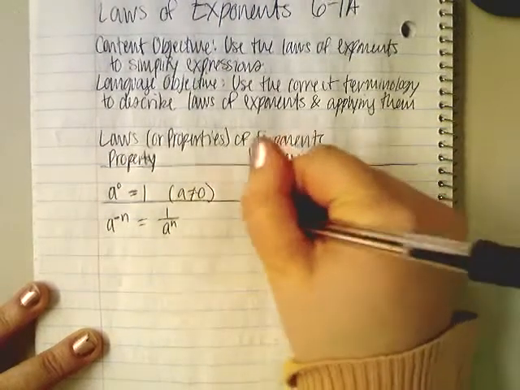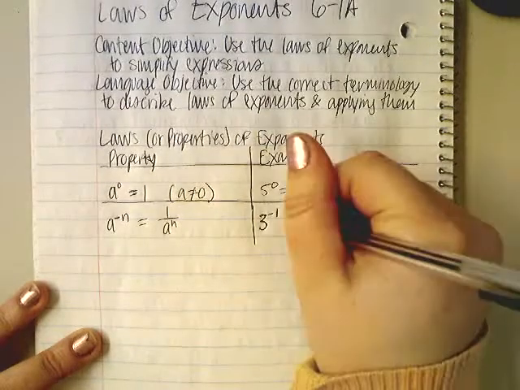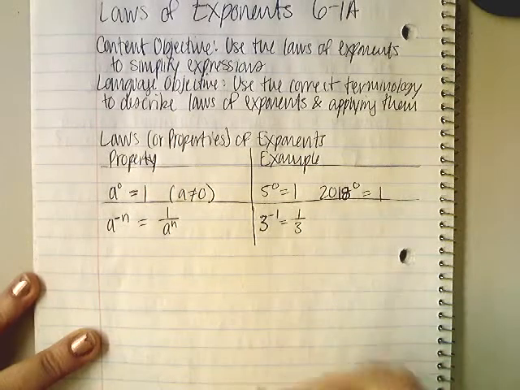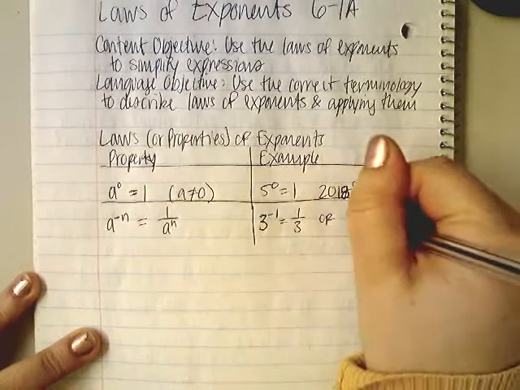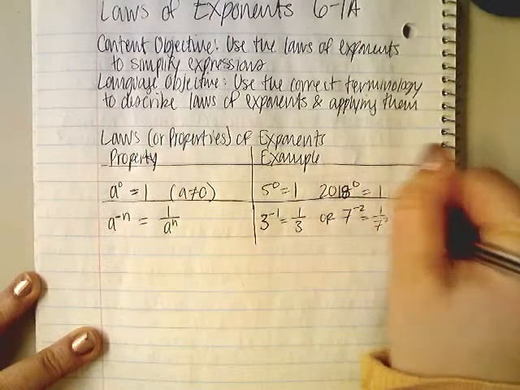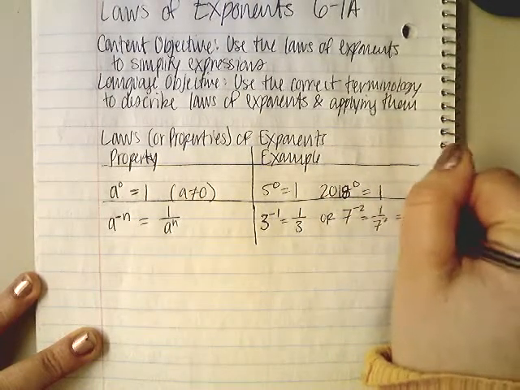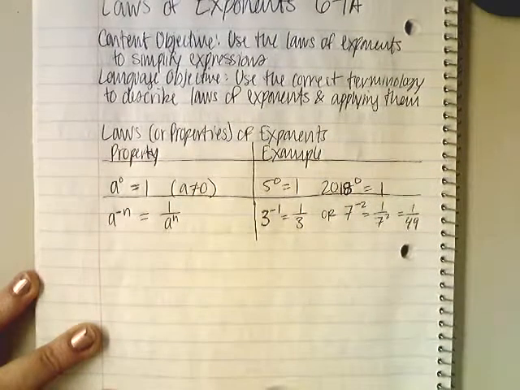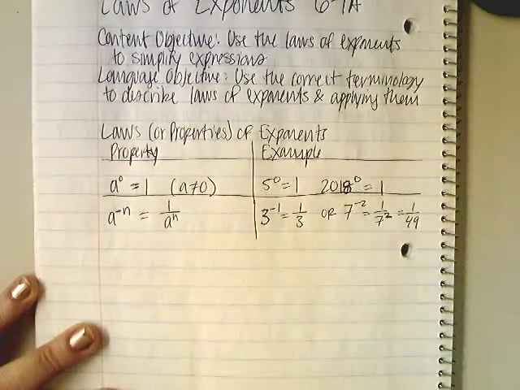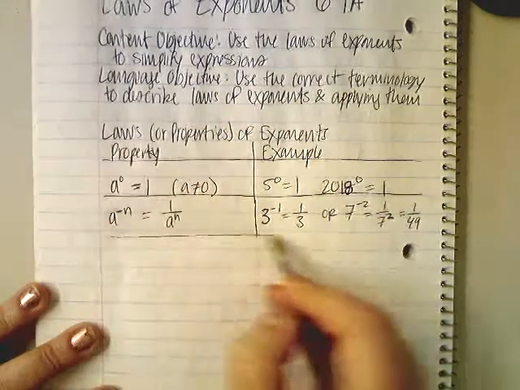For our example, I'm just going to say if we had 3 to the negative 1, we could rewrite that as 1 over 3 to the 1, or just 1 over 3. Or if we had something like 7 to the negative 2, I could rewrite that as 1 over 7 squared, which I could then rewrite as 1 over 49 if I was trying to fully simplify it. So that's a 2 there, just FYI. So those are two examples of how we can use that property.